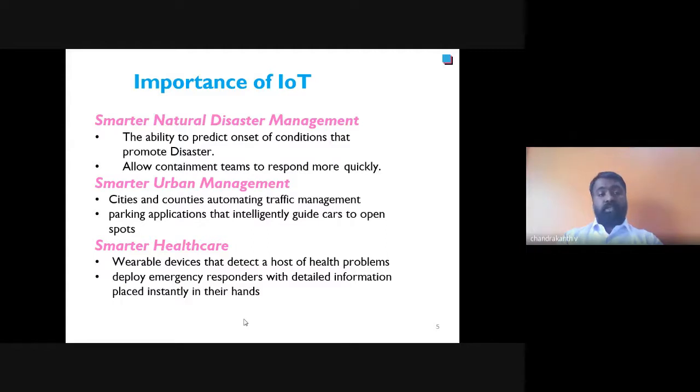And the second one is smart urban management. That means you would have heard about smart cities and smart traffic management, all those things. So this is to efficiently control the flow of traffic and usage of the resources. Like in a smart city, you can see there might be a lot of buildings which are being implemented with smart technologies like smart water management, smart waste management, smart electricity management, all those things.